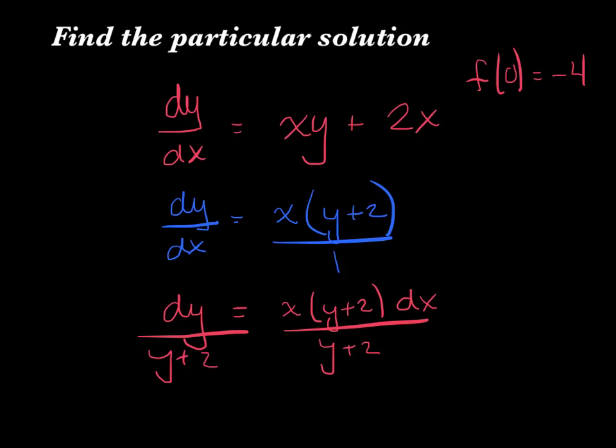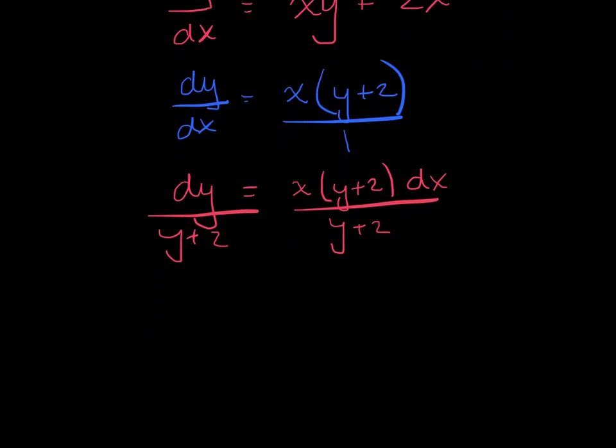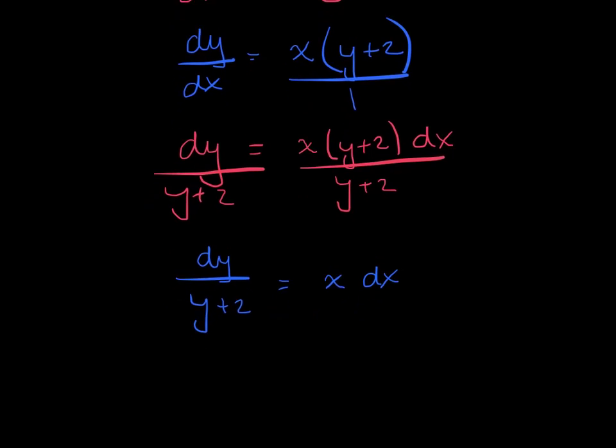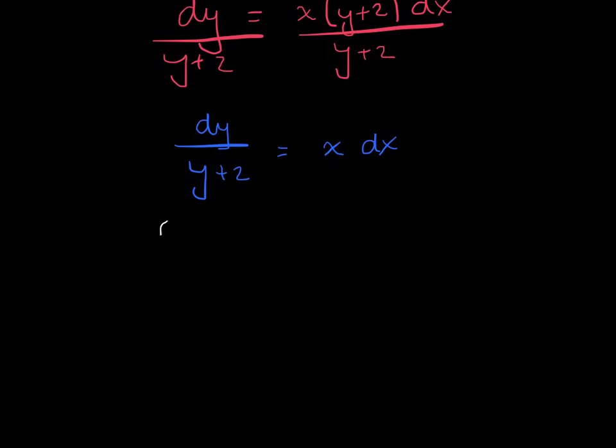So sometimes it takes a few steps just to separate the variables themselves. So I've got dy over y plus 2 equals x dx. Okay, now I'm officially separated. I'm just going to slap that integral on both sides.